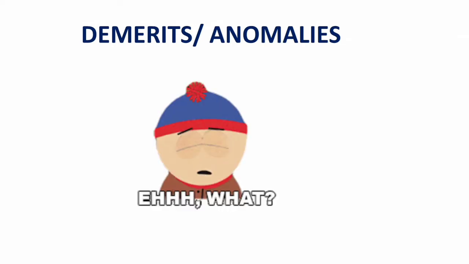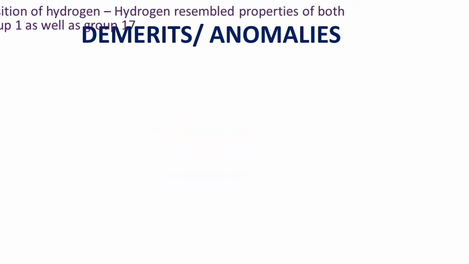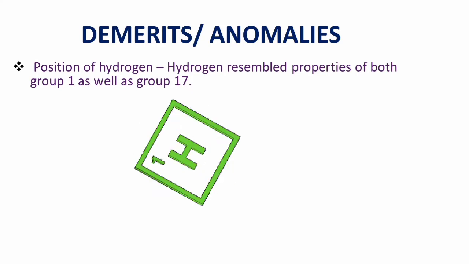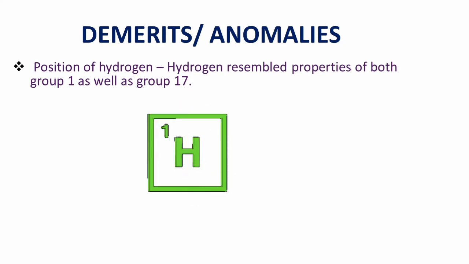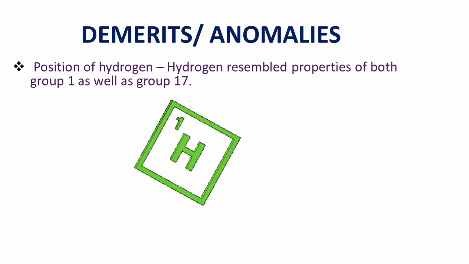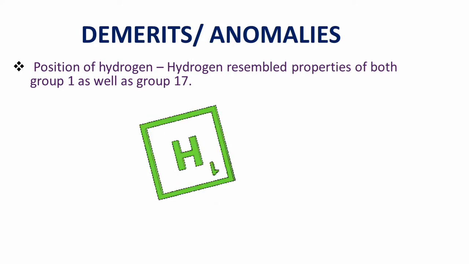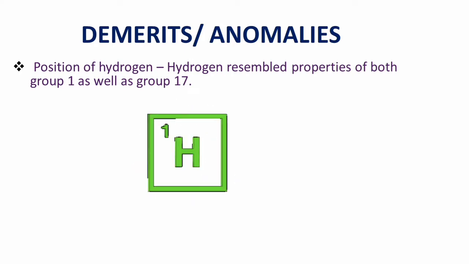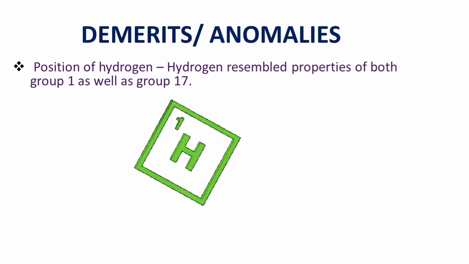Mendeleev's periodic table seemed to be convincing at that time, but there were a few demerits or anomalies in his classification too. Moving on to the first anomaly, the position of hydrogen. In his periodic table, hydrogen was kept along with group 1, that is alkali metals, due to the similarity in the formation of compounds of hydrogen with halogens, oxygen and sulfur.